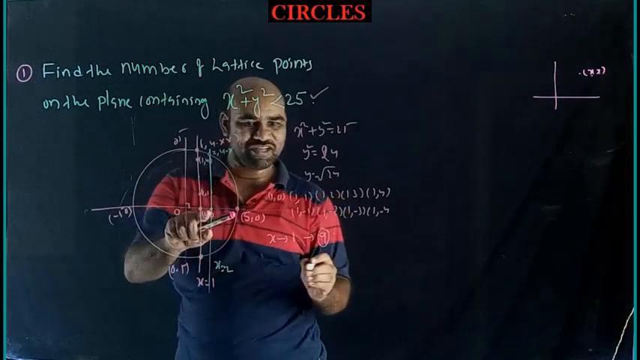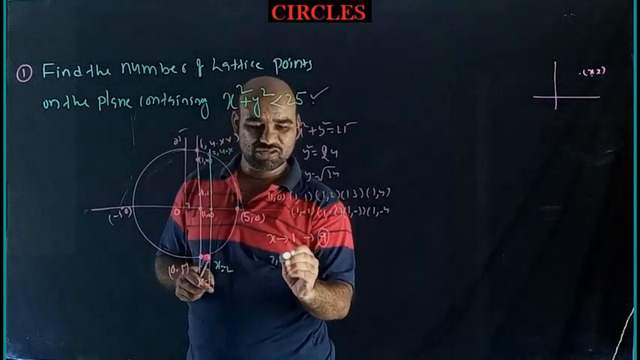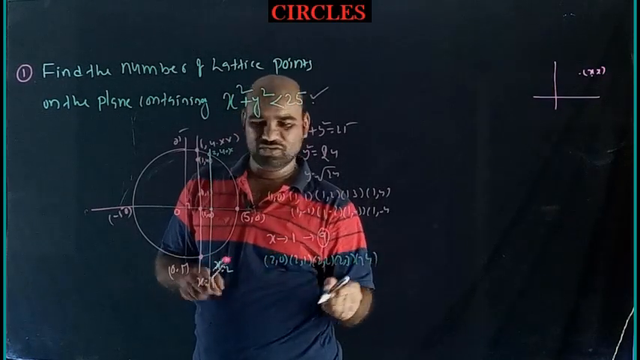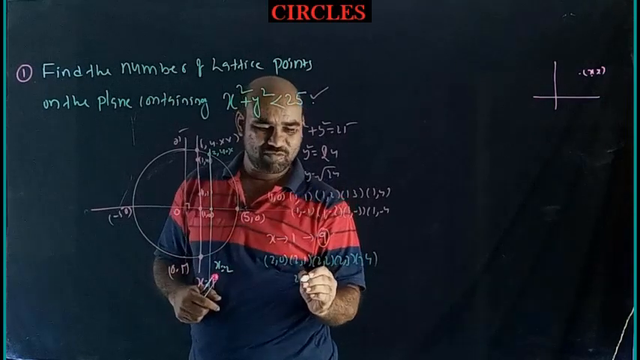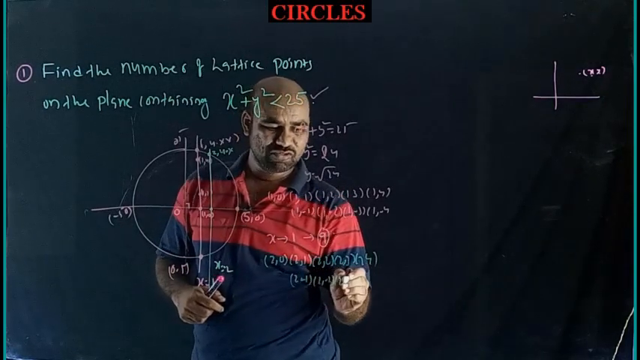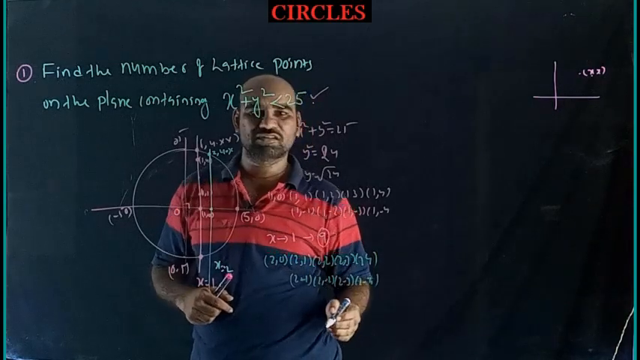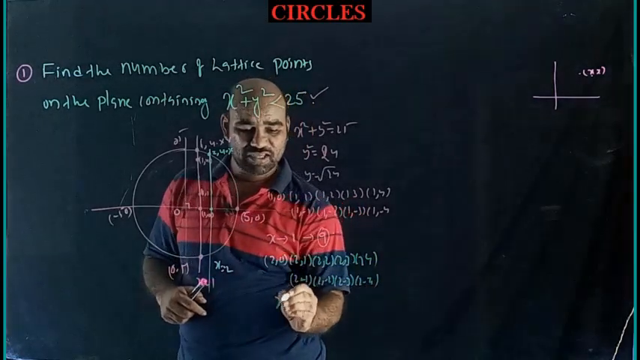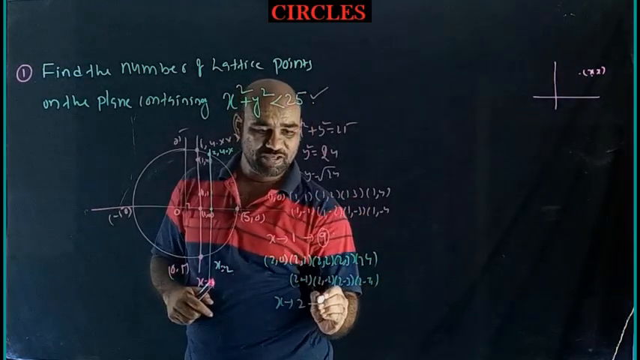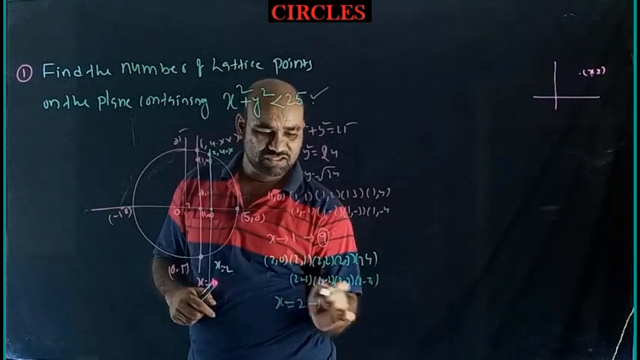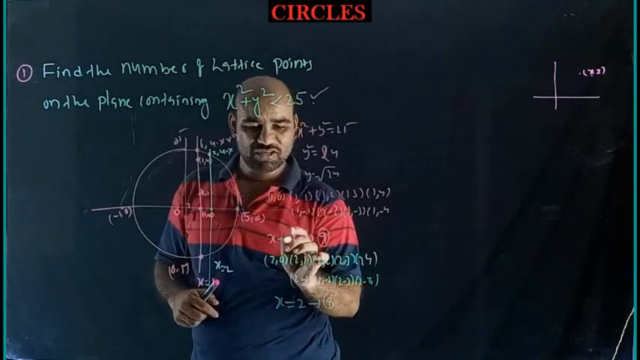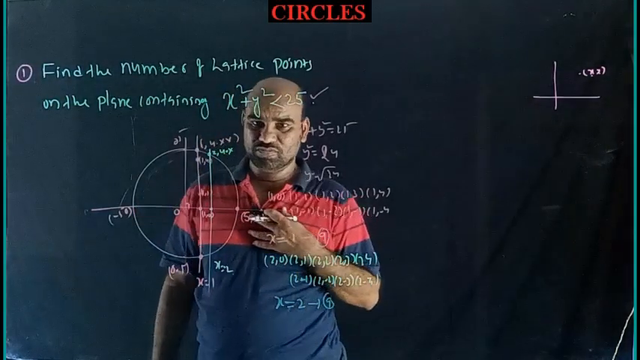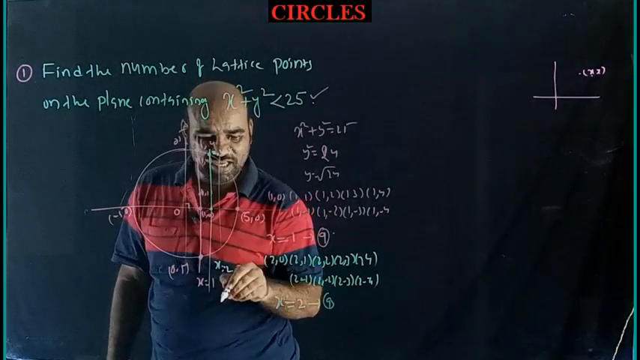So here also, what happened? This line gives 2 comma 0, 2 comma 1, 2 comma 2, 2 comma 3, 2 comma 4. Similarly, below the x-axis, 2 comma minus 1, 2 comma minus 2, 2 comma minus 3, 2 comma minus 4. How many did we get? 1, 2, 3, 4, 8, 9. So the line x is equal to 2 gives 9 lattice points. Here also the line x is equal to 1 gives 9 lattice points. Logically we want to solve the problem. Next, draw the line x equal to 3.